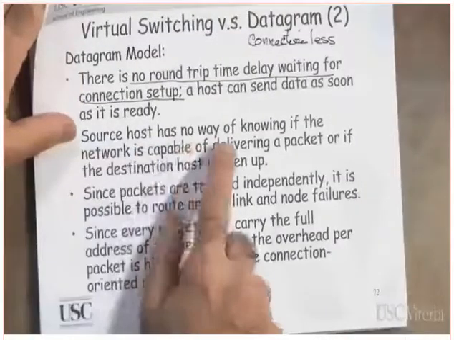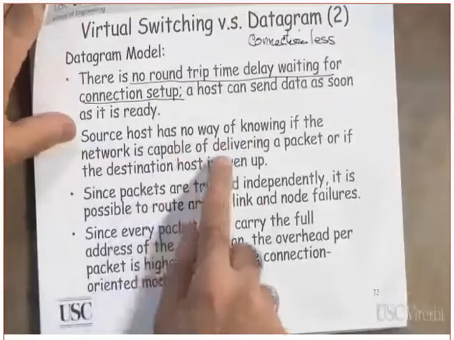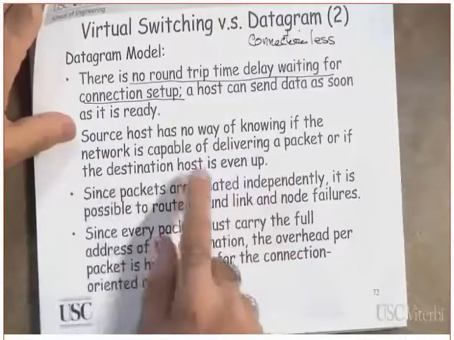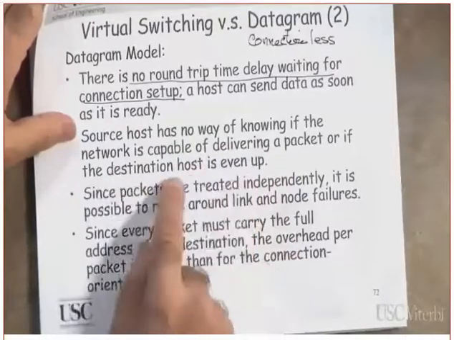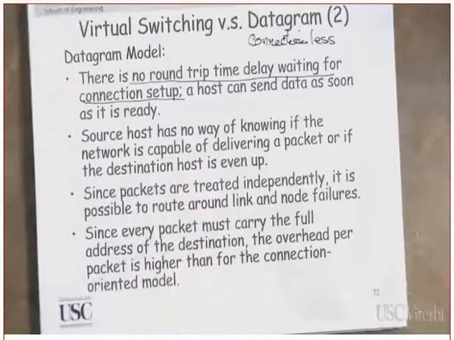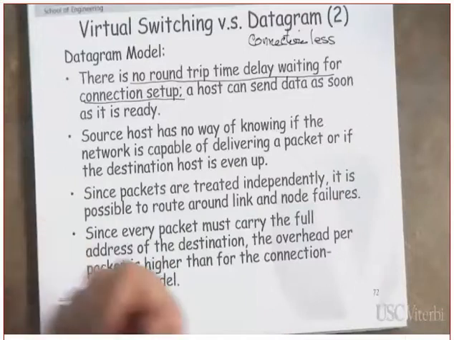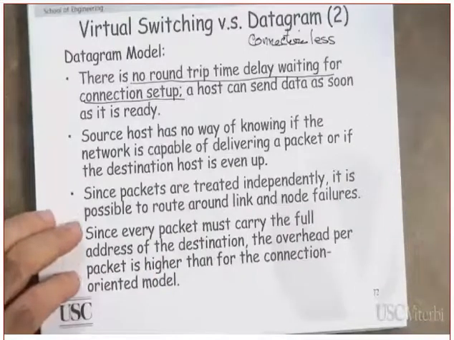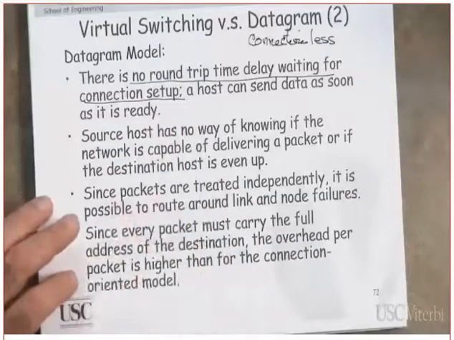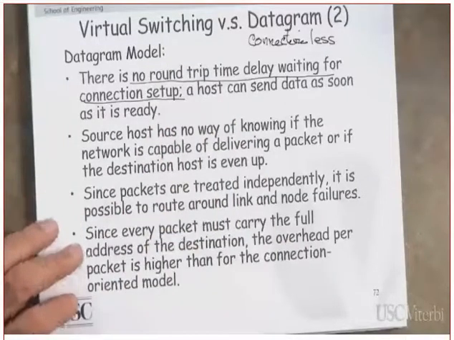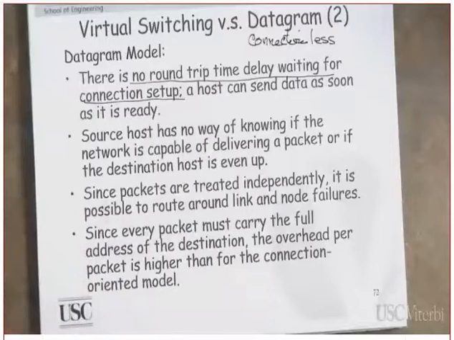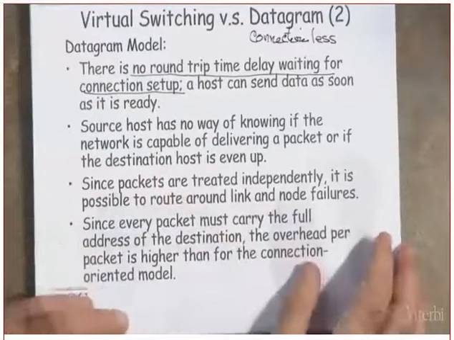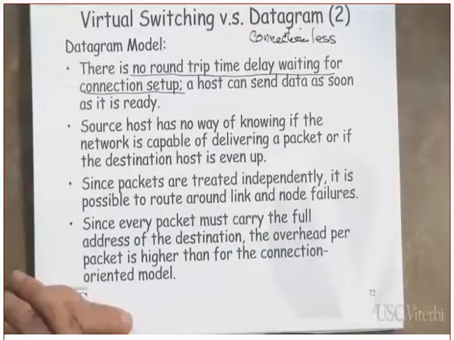By the way, the source host has no way of knowing if the network is capable of delivering a packet or if the destination host is even up. Did you understand what that means? In a connectionless network, you don't know whether the other side is up and ready to receive your packet. You just send your packets. In a virtual circuit, you know that the destination is up because the destination has to accept the virtual circuit connection setup request. Clear? So you would know whether the receiver is up or not.